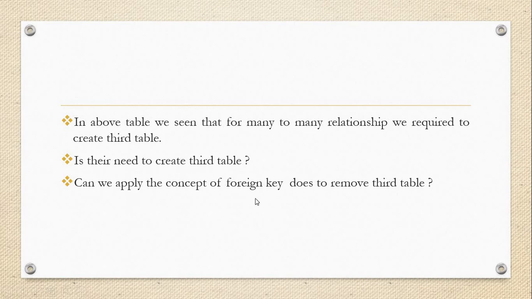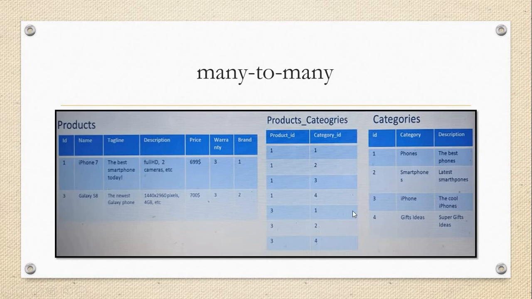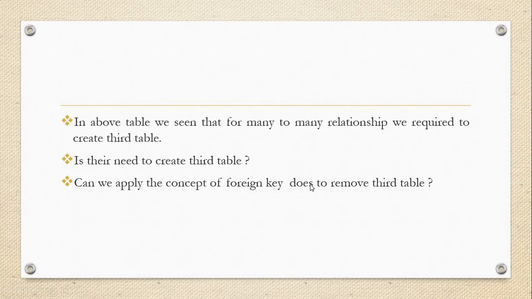Can we apply the concept of foreign key to remove the third table? For example, we give the reference of product into the category, and also we need to remove that table. So just try it. We'll check that.